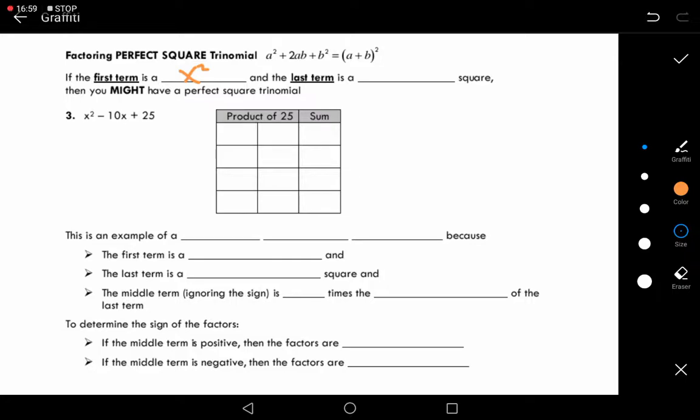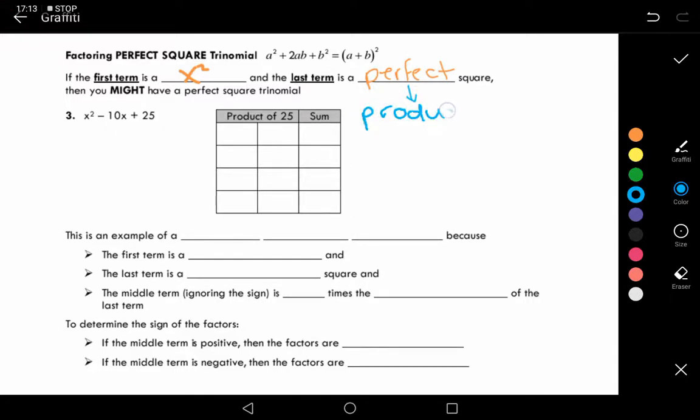The last term has to be a perfect square. If you are like, what the heck is a perfect square? A perfect square is the product. Remember, product is the answer when we're multiplying. So it's the product of a number multiplied by itself.